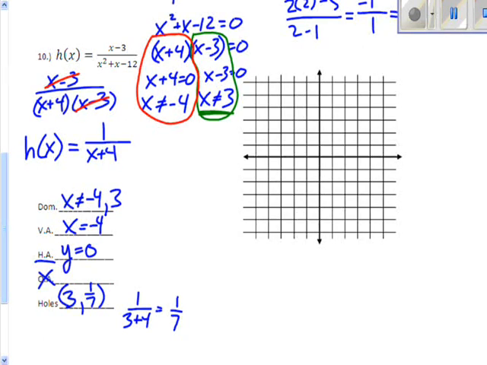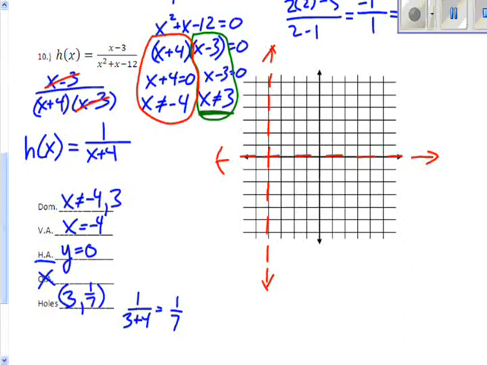And now I'm going to graph this. I'm going to start with my asymptotes. The vertical asymptote is negative 4. 1, 2, 3, 4. Again, I use a dotted line. Y equals 0. It's right here. And now I just have to graph this thing.